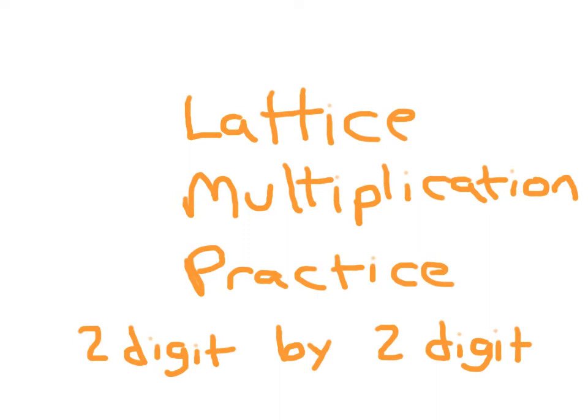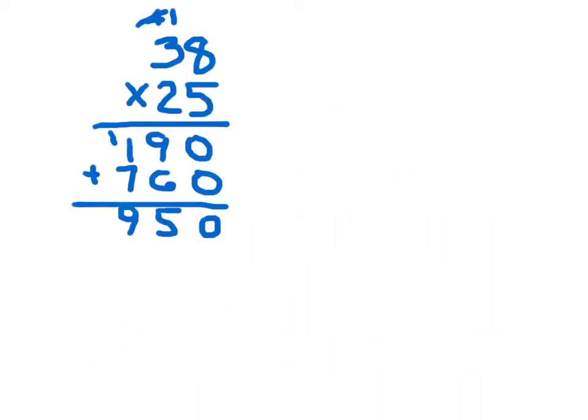Lattice multiplication practice, 2-digit by 2-digit. You might have figured out 38 times 25 in the traditional method where you got 950 as your answer, and you might want to look for a way to check your answer. One of the ways you can check your answer is to use another approach, for instance, the lattice multiplication approach.